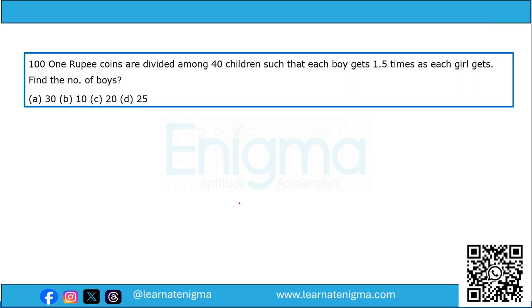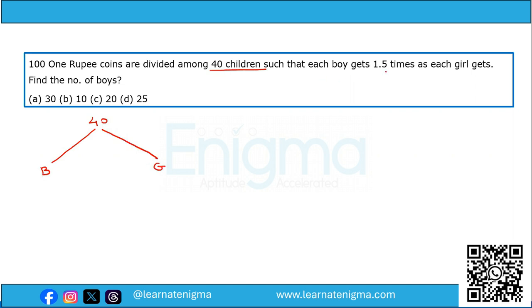100 One Rupee coins are divided among 40 children such that each boy gets 1.5 times as each girl gets. Find the number of boys. Now, there are a total of 40 children. Some are boys and some are girls.